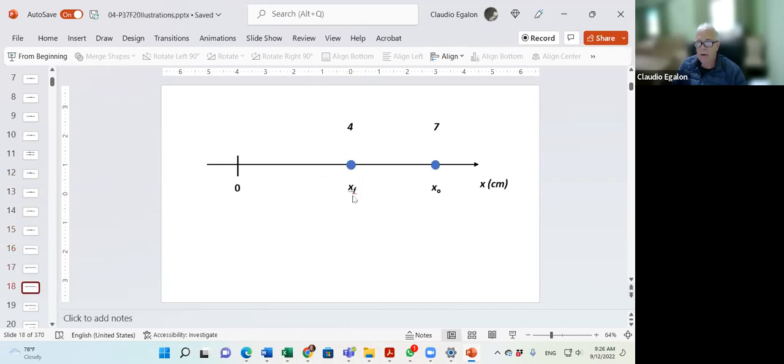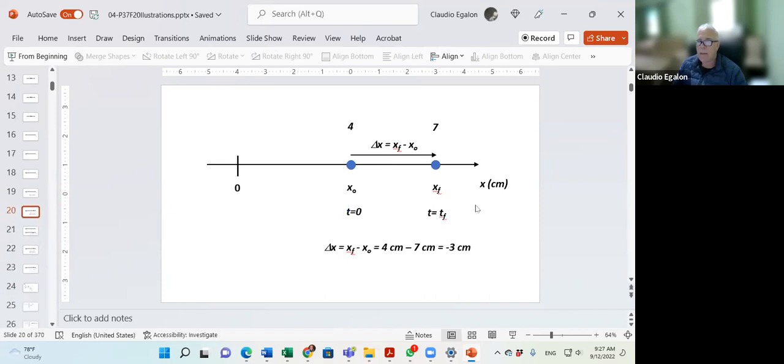Okay, another example. XF, X naught, initial position, final position. On the X-axis, the initial position is 7 meters, the final position is 4 meters. In this case, it's going to be centimeters, a different unit. Here you go. That's another displacement. Minus 3 centimeters. Third example.